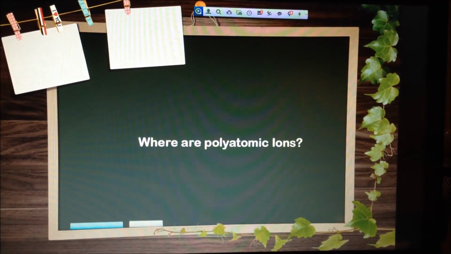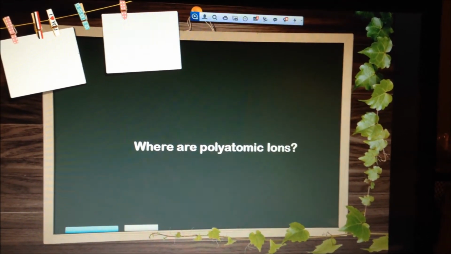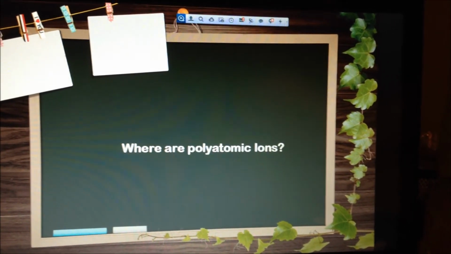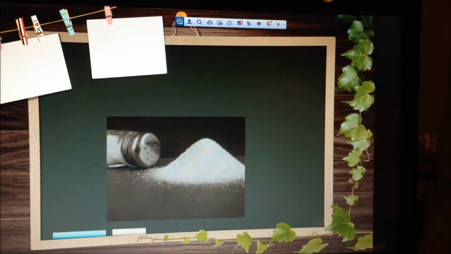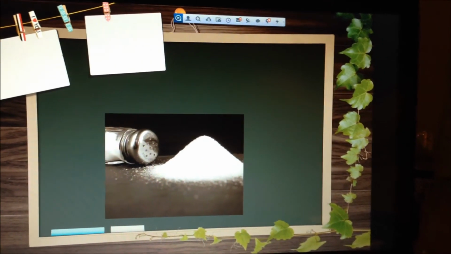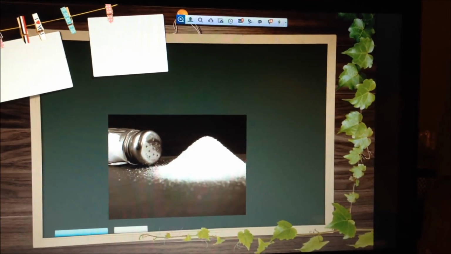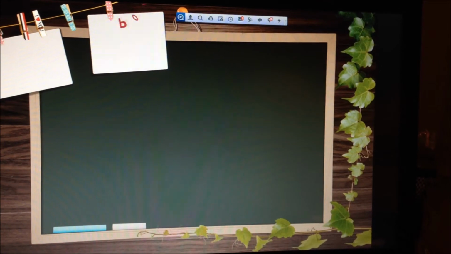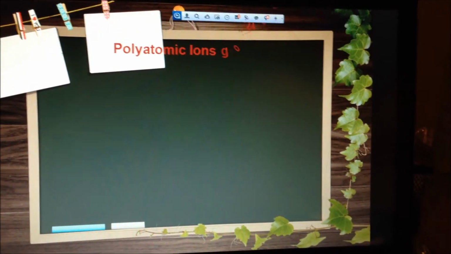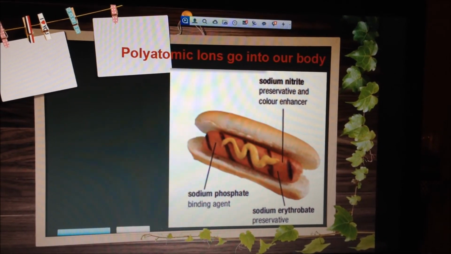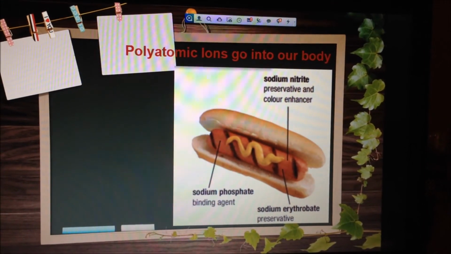Before we start to talk about how to name polyatomic ions, I want to tell you guys where we can find them. This is very common to see in our life, and we have it every day. It's table salt, sodium chloride, and we also have polyatomic ions in processed food like hot dogs.